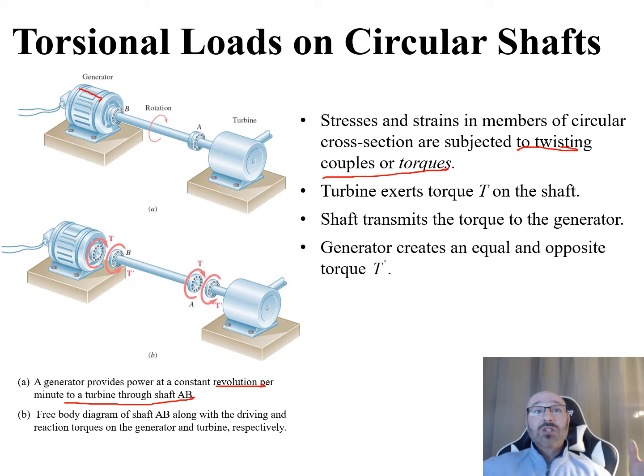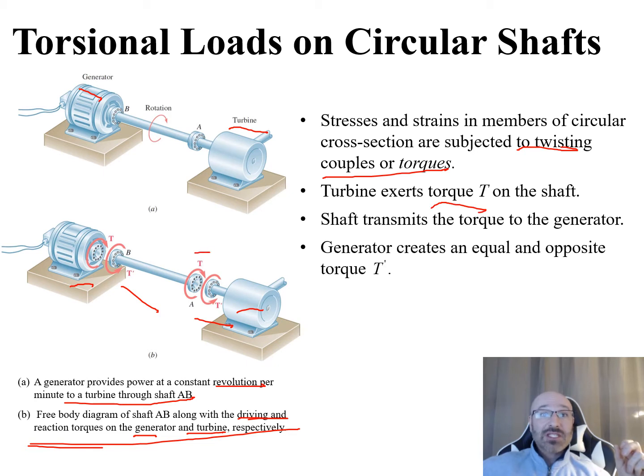So the way we need to think about it is actually starting back here at the turbine. When we break it down, we create a free body diagram. So that's what B is, a free body diagram of shaft AB along with the driving and reactionary torques of the generator and the turbine respectively. So we have the free body diagram of the shaft, and then we have our reactionary torques or reactionary forces from our previous problems for both the generator and the turbine as well. So the way we think about this is here, the turbine, if we come down here, is going to exert a torque T on the shaft. So that's what we see right here. Here's the T on the shaft exerted by the turbine there. Now the shaft is then going to transmit that torque to the generator.